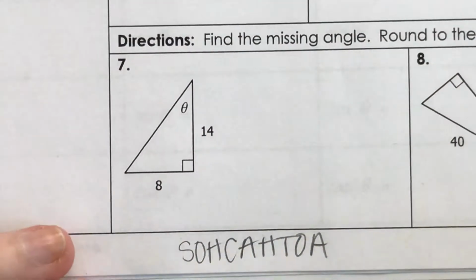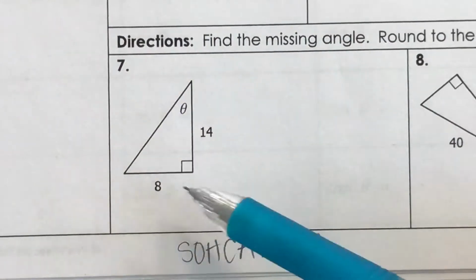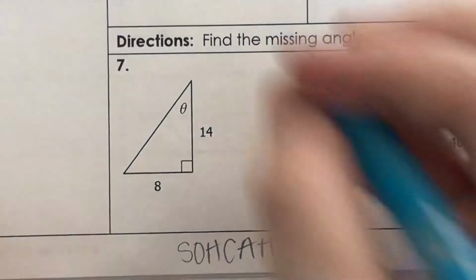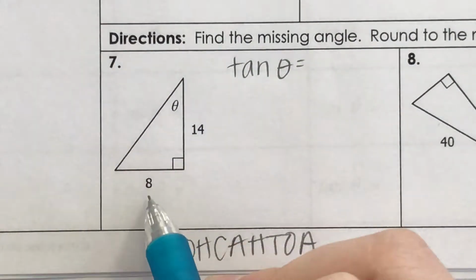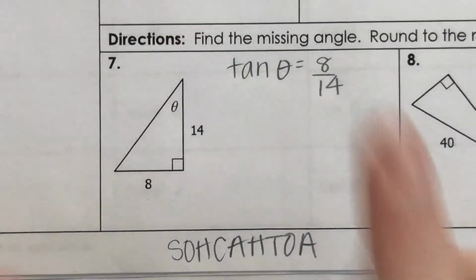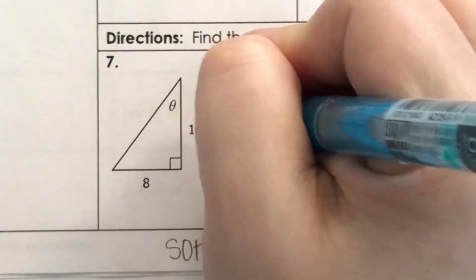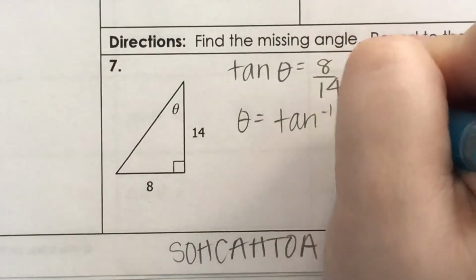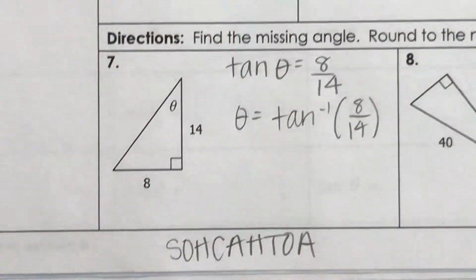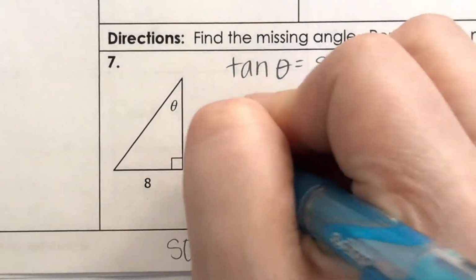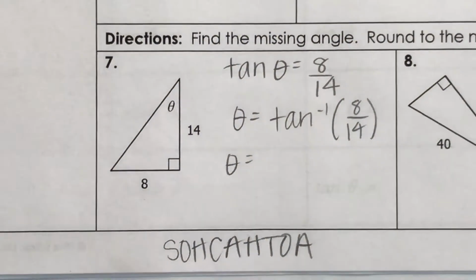Okay, they give us 2 sides in relation to theta. They give us the opposite side and the adjacent side, which means we're going to be using tangent. So if we know that tangent of theta equals 8 over 14, and we want to find theta, we take theta equals inverse tangent of 8 over 14. And that's what we're going to plug into the calculator. And I'll show you how to do that.